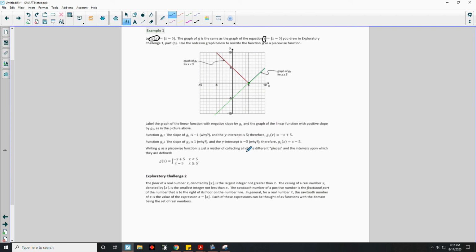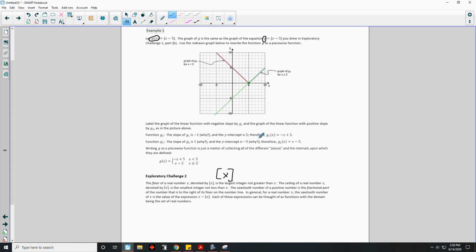The sawtooth number of a positive number is the fractional part of the number. Oh, those aren't absolute values. These are brackets, by the way. They look like this. Okay? That is not absolute value. So I was wondering about that when they're calling them floor and ceiling.